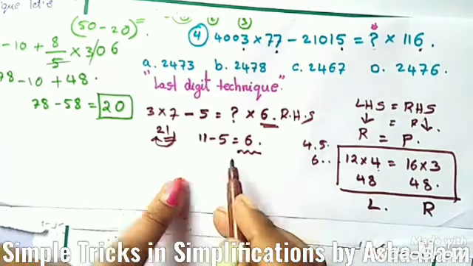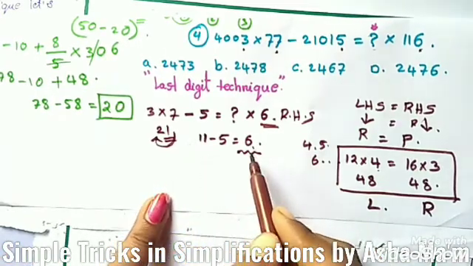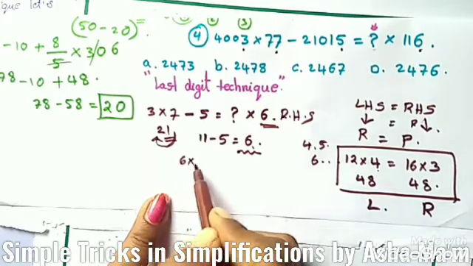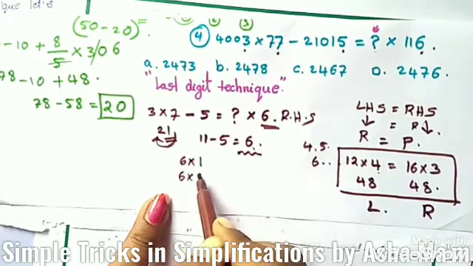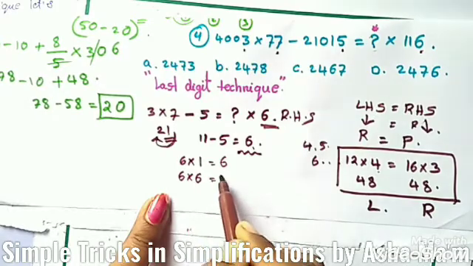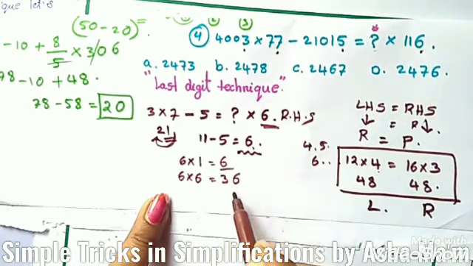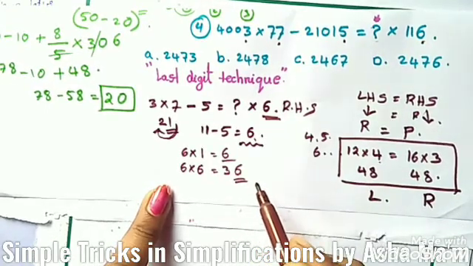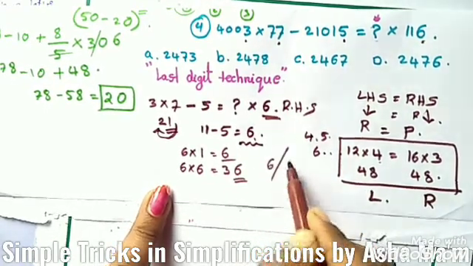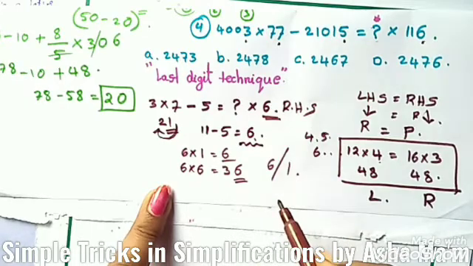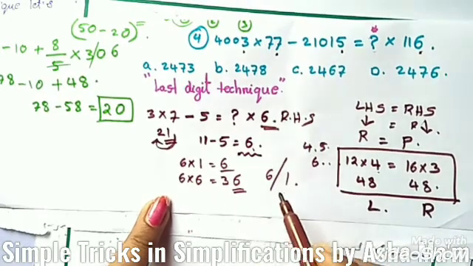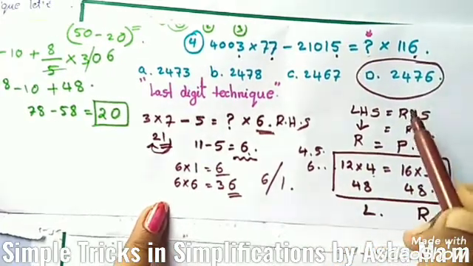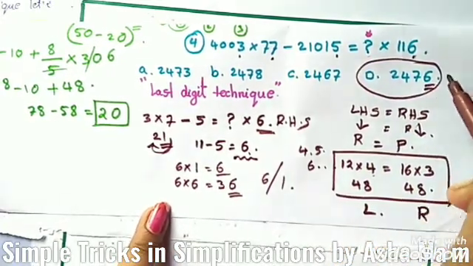If we multiply this 6 with some other number, we may get 6 here in LHS also. For suppose 6 into 1, or for suppose 6 into 6, just like 36. Here also we got 6 in the units place, here also 6 in the units place. Our answer should have either 6 or 1. Okay, now let us see the options. 6 or 1 means here is the option D. In the units place 6 we have, so that is the correct answer.